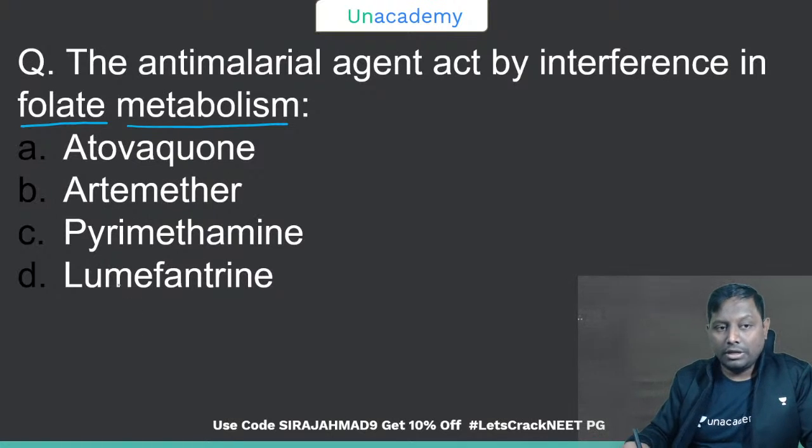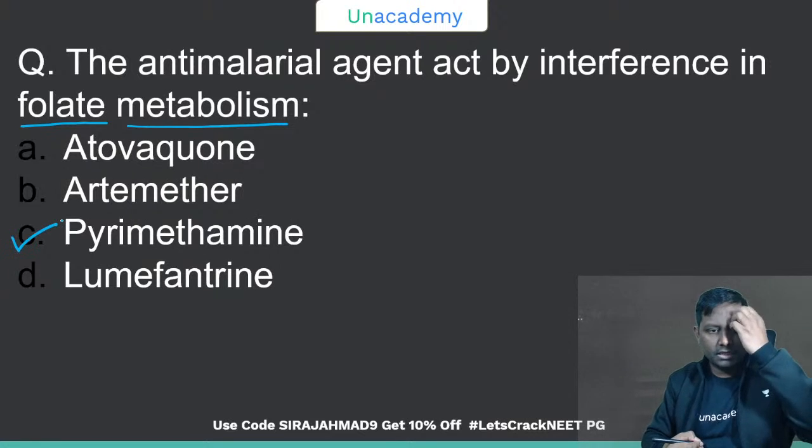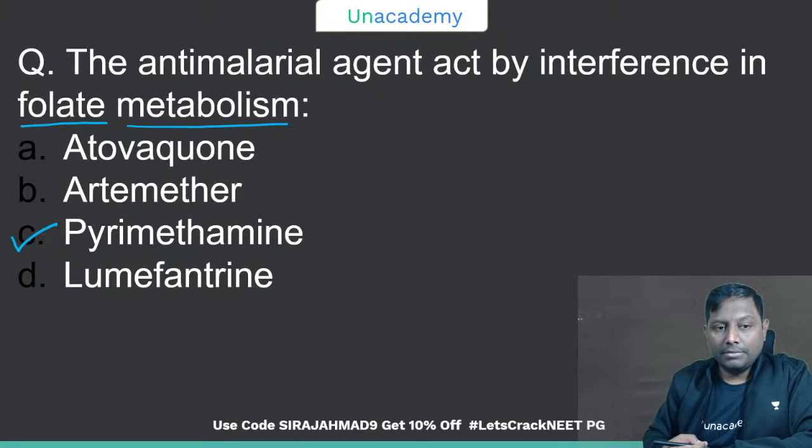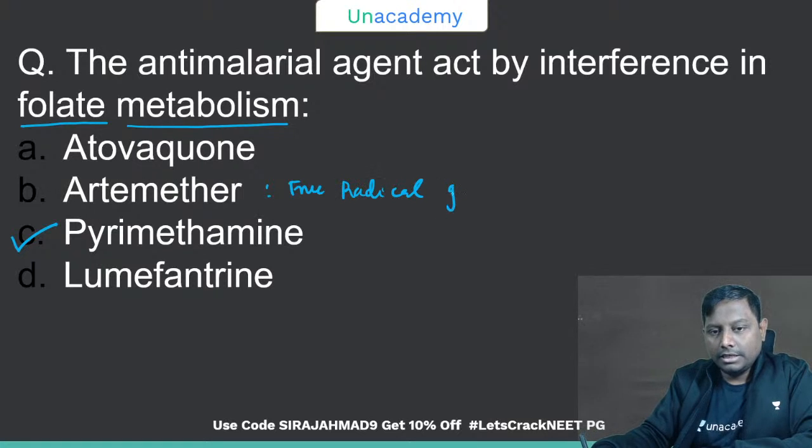So this is an absolutely correct answer, right? Folate metabolism, pyrimethamine. Pyrimethamine and sulfadoxine, right? These are the drugs that are acting as folate metabolism inhibitors, right? Artemether that we are having acts by free radical generation, right?